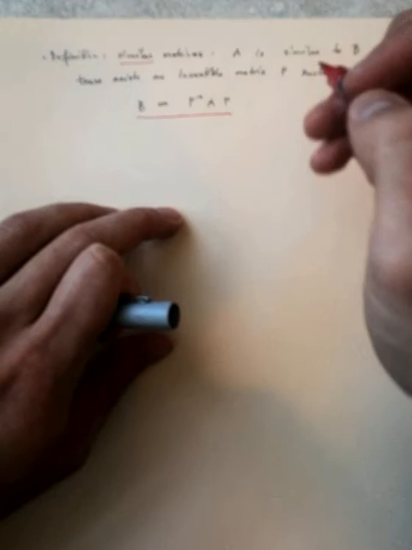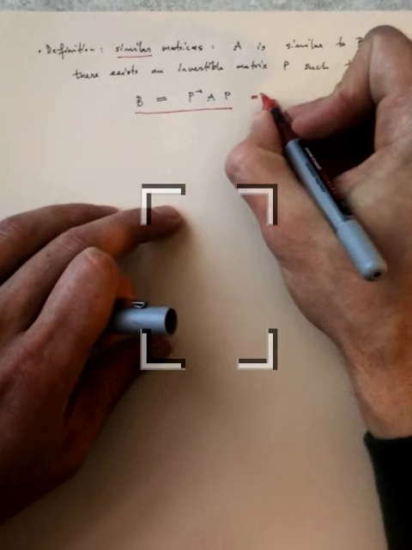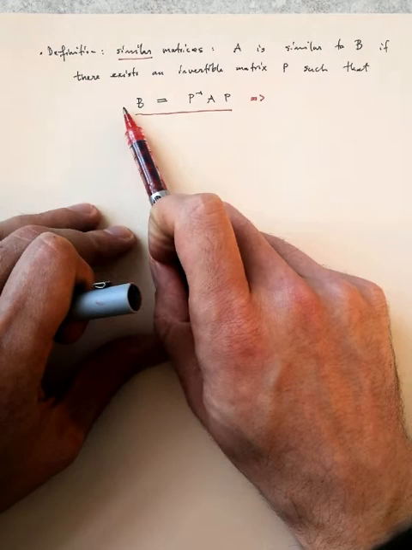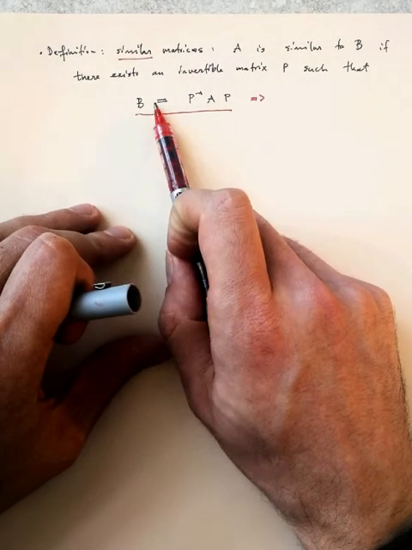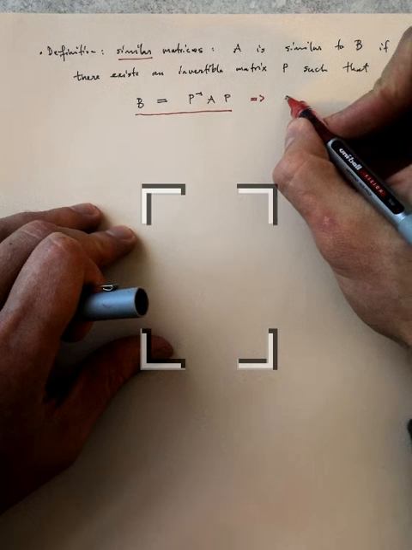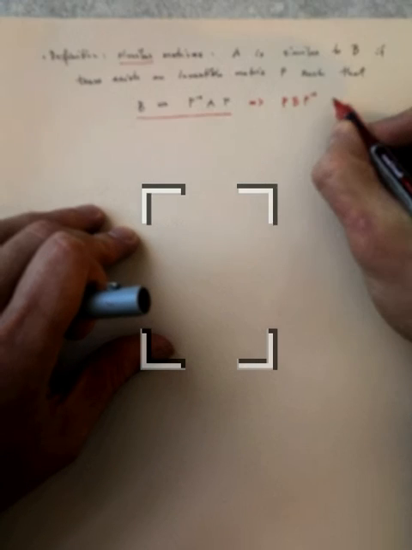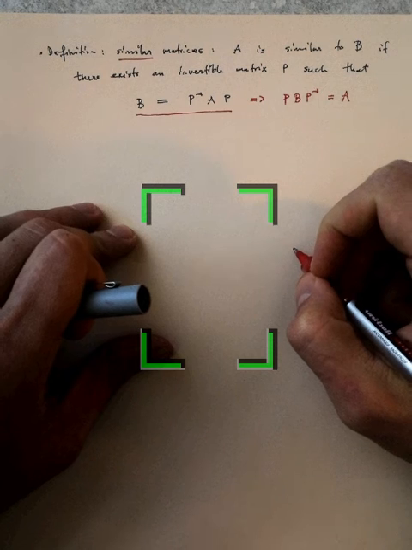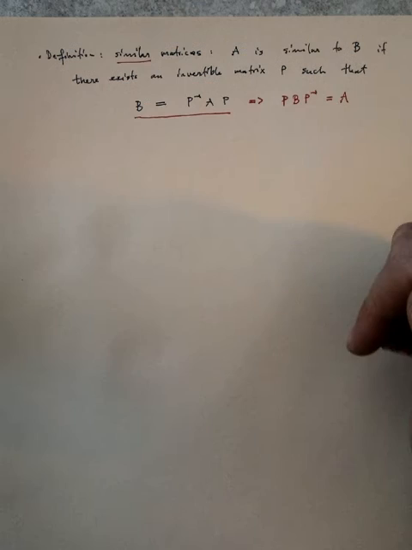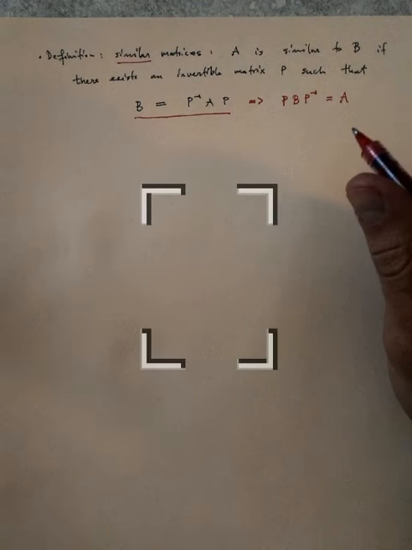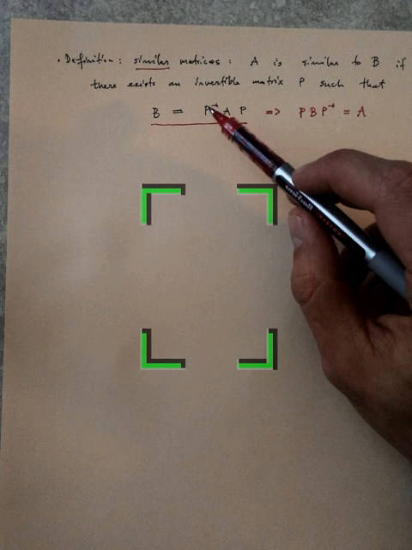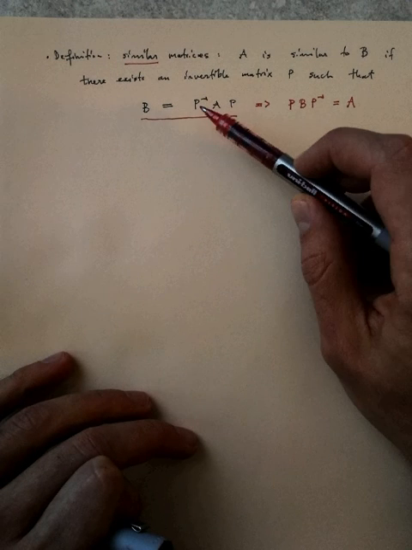Okay, and this is the same thing if I multiply on the left by P and then on the right by P inverse. This is the same thing as saying P, B, P inverse equals A. Okay? So A is the same as B, but I have to multiply by P and then P inverse.